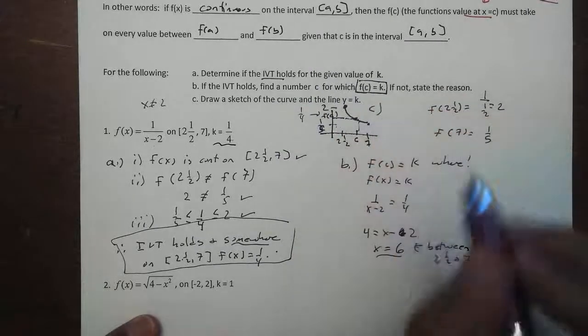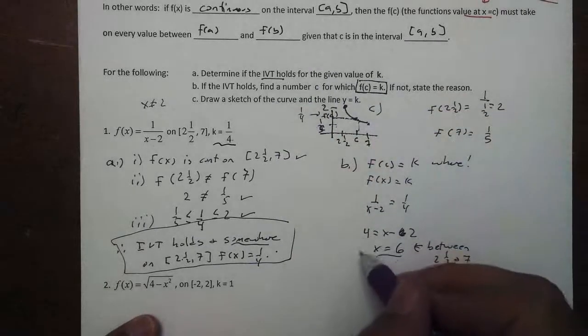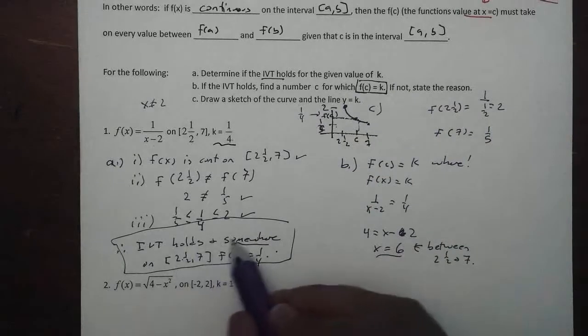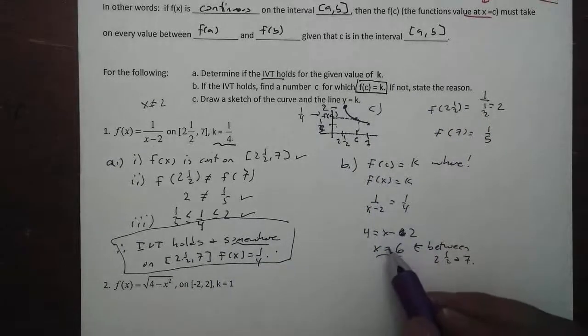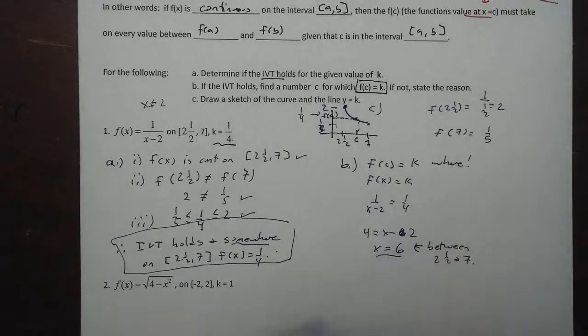We already sketched that up there. This is what our final answer is. So we know that the IVT holds, and somewhere the value has to equal 1/4. And we can even tell where it occurs at in some cases. We can't do it in all cases.